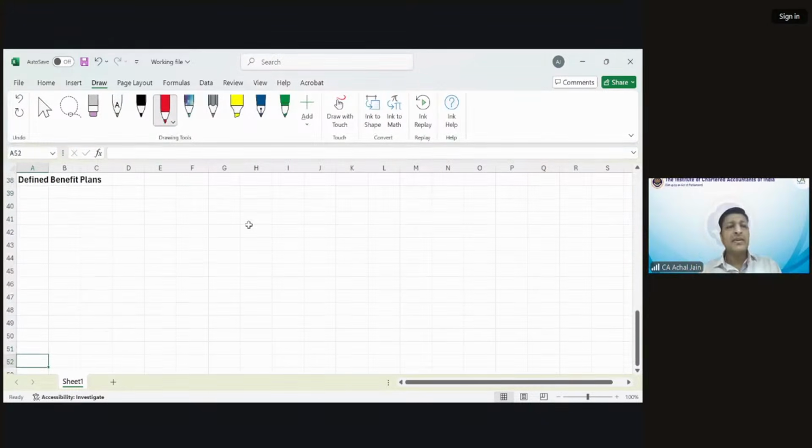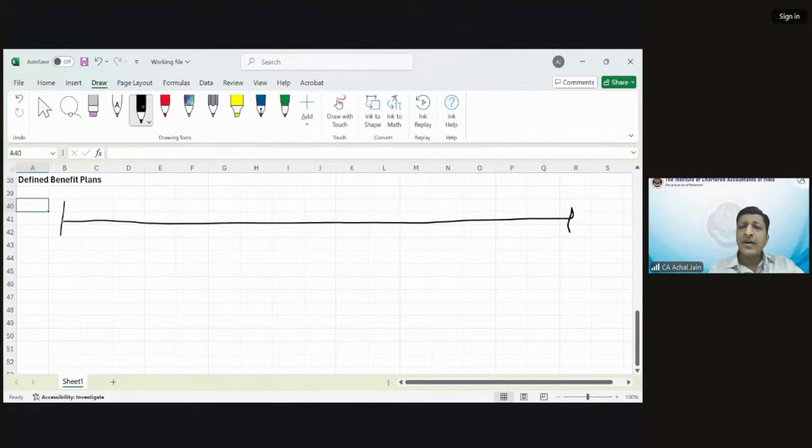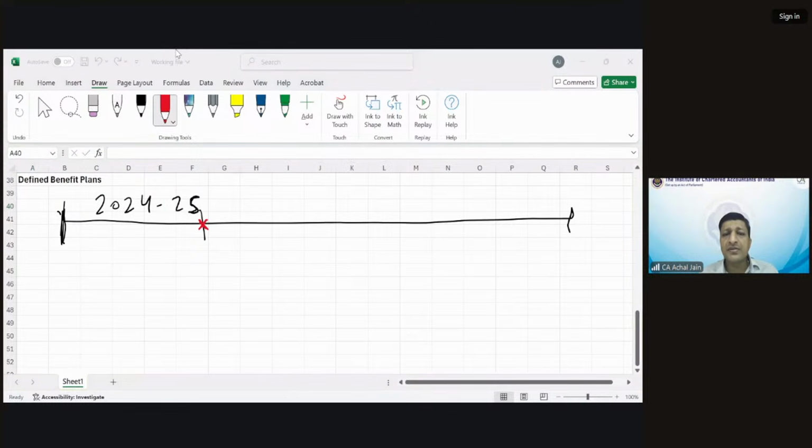So now let's talk about defined benefit plans. We'll continue on the defined benefit plans. For the defined benefit plans we discussed, there are two types of costs which may fall within its purview. Why is that so? Because we are looking at financial year 24-25. Let's suppose this is the reporting year. For the financial year 24-25, we need to record the defined benefit plan, or you can say the cost of this defined benefit plan.